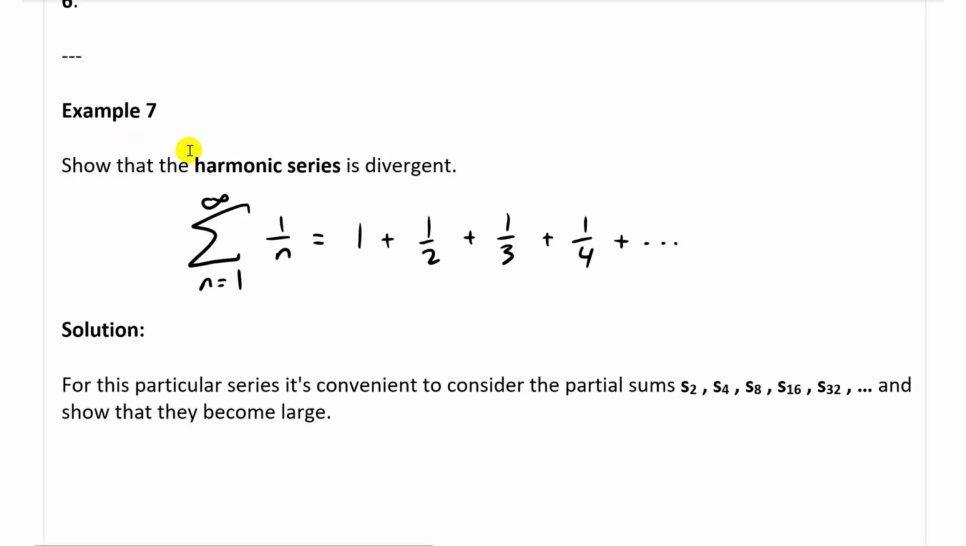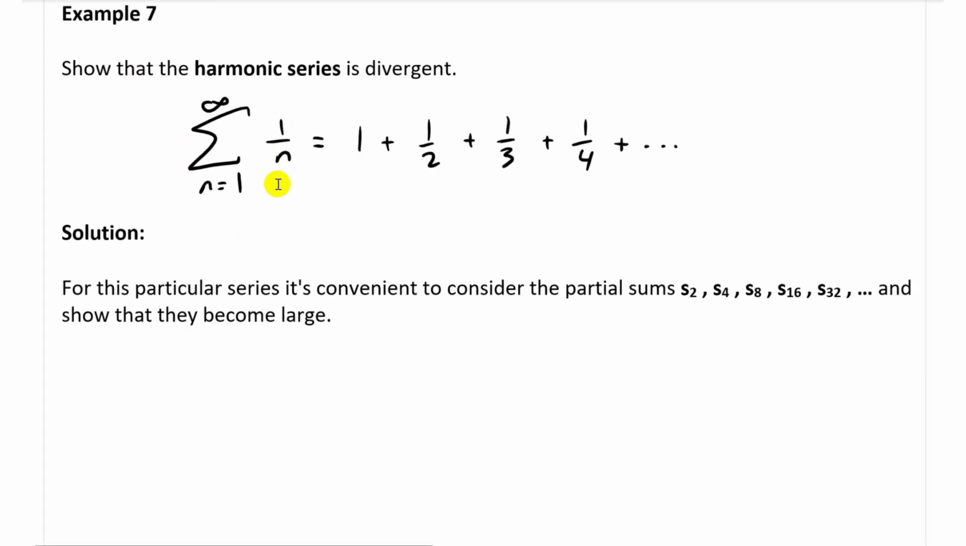Example 7 states, show that the harmonic series is divergent. The harmonic series is the summation from n equals 1 to infinity of 1 divided by n, which equals 1 plus 1 over 2 plus 1 over 3 plus 1 over 4 plus etc. So you keep adding another term. This is not a geometric series because there's no common ratio that you're multiplying by. Instead, you're just increasing the bottom incrementally.